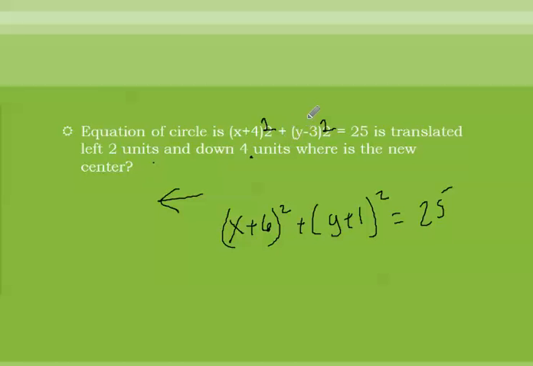Well, we went down 3 units, so that meant we would go plus 4. And we went left 2 units, so that would mean we would go minus 2. I'm sorry, we go plus 2, because it's going to the left. Right would be a minus, left would be a positive. Okay? Moving forward.